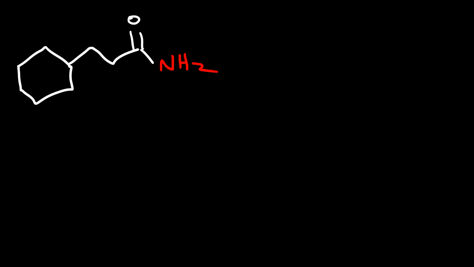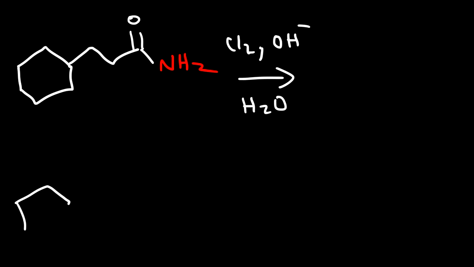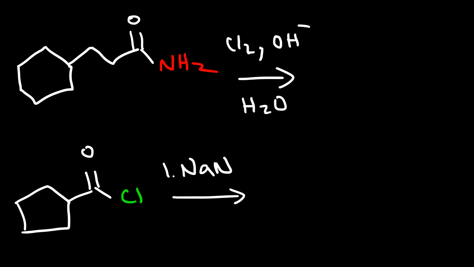So let me give you some example problems. Go ahead and draw the major product of these 2 reactions. So here we have Cl2 with hydroxide and water. And for the second reaction, here we have an acid chloride, and we're going to react it with sodium azide followed by H2O and heat.